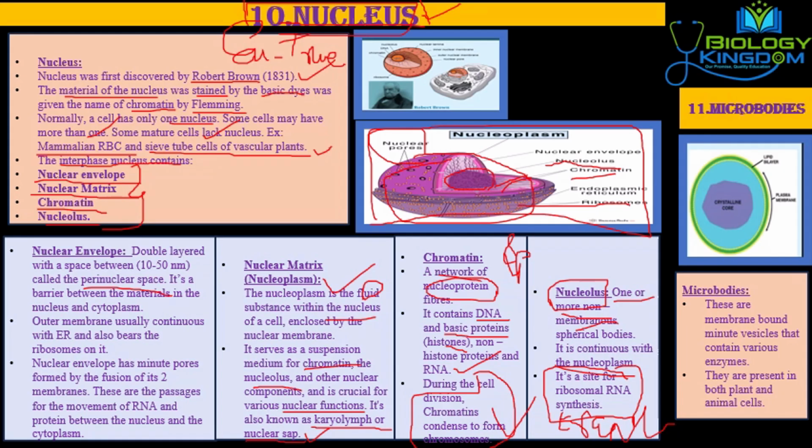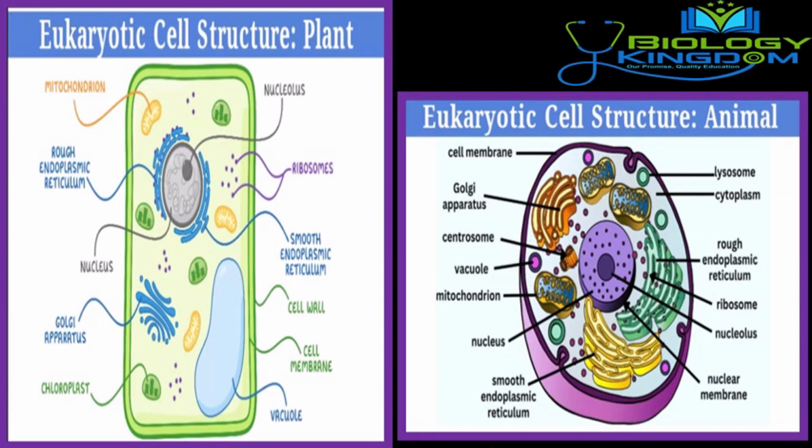Now moving on to the next cell organelle, microbodies. The name itself indicates they are very small in structure. They are very minute, present in the form of vesicles which contain certain enzymes, and they can be found in both plant and animal cells. Now, if we observe the eukaryotic cell structure in plant and animal, we can notice major differences. The differences are, for example, in the plant structure we have the endoplasmic reticulum, one characteristic feature by which we can differentiate.